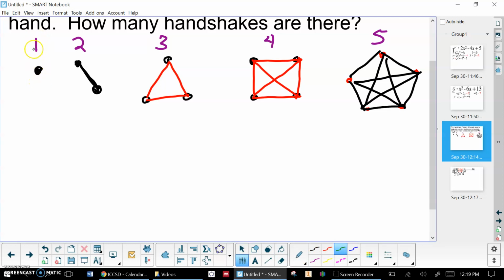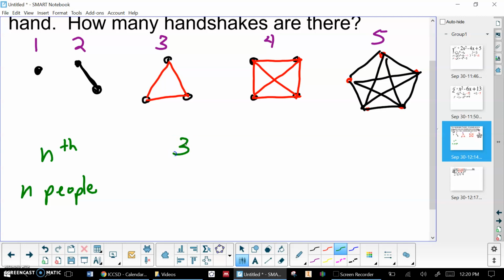And so one thing that I noticed, in the first term, there's 1 person. In the second term, there's 2 people. In the third term, there's 3 people. In the fourth term, there's 4 people. And in the fifth term, there's 5 people. So in any general term, in the nth term, I know there's going to be n people.